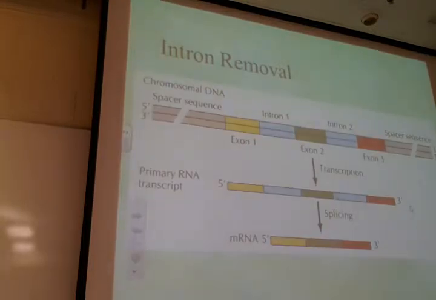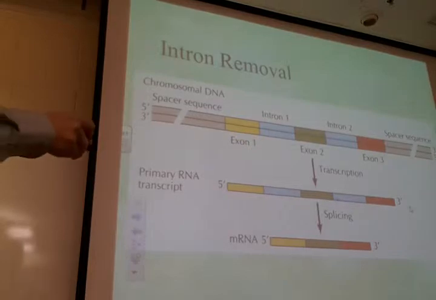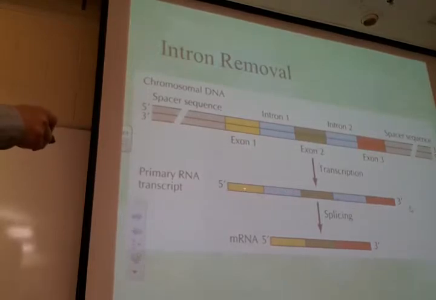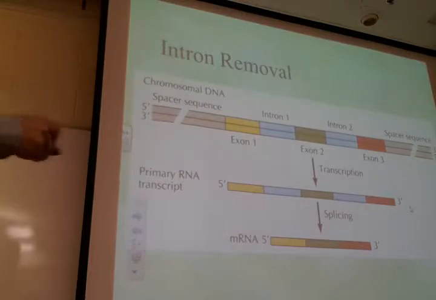So this is just another color-coded picture for this. Again, we want to get rid of the blue introns. So here's our primary transcript. If we splice out the blue intron and splice together the yellow and the green exon, and we splice out the second intron and splice together the green to the red exon, then again our primary transcript is longer than our mature messenger RNA.